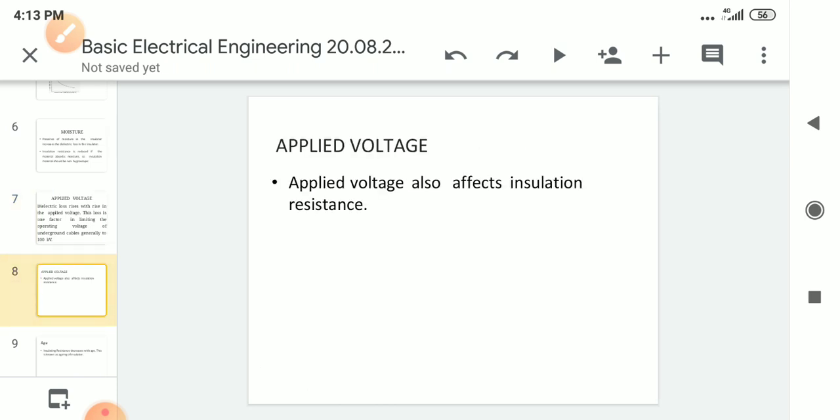Applied voltage affects insulation resistance also. If V increases, what will happen? R decreases. According to Ohm's law also, just observe, V is directly proportional to I, or V is equal to I R, right? Here applied voltage also affects this insulation resistance.